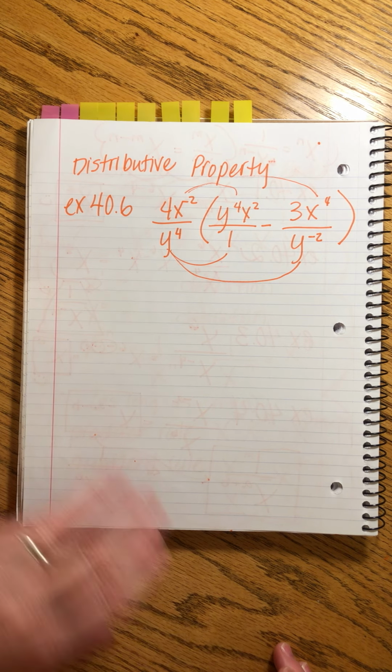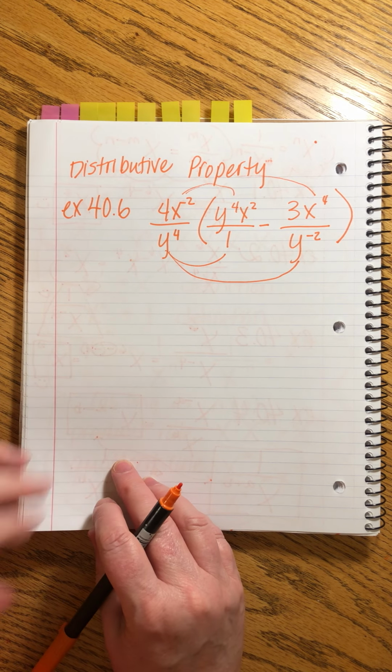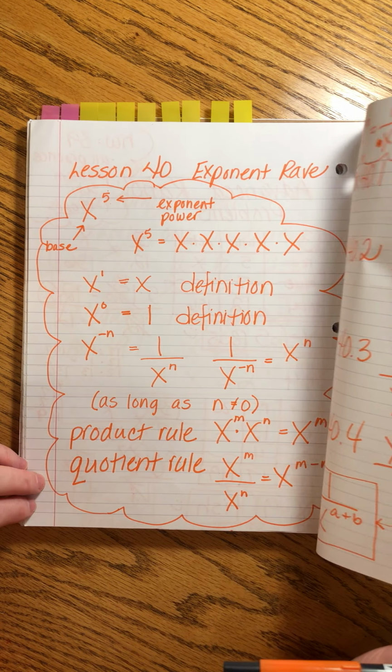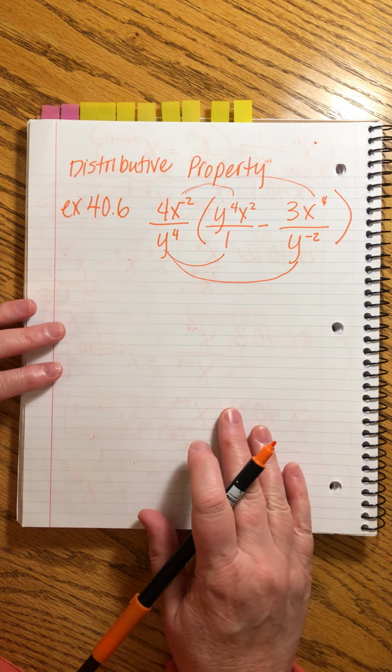Oh, I skipped a problem, didn't I? Yeah, I did. I skipped 40.5. Oh, I was so excited to move on to this distributive property. All right, we'll come back and do that one last. It's really super useful and interesting, so I want to do it.